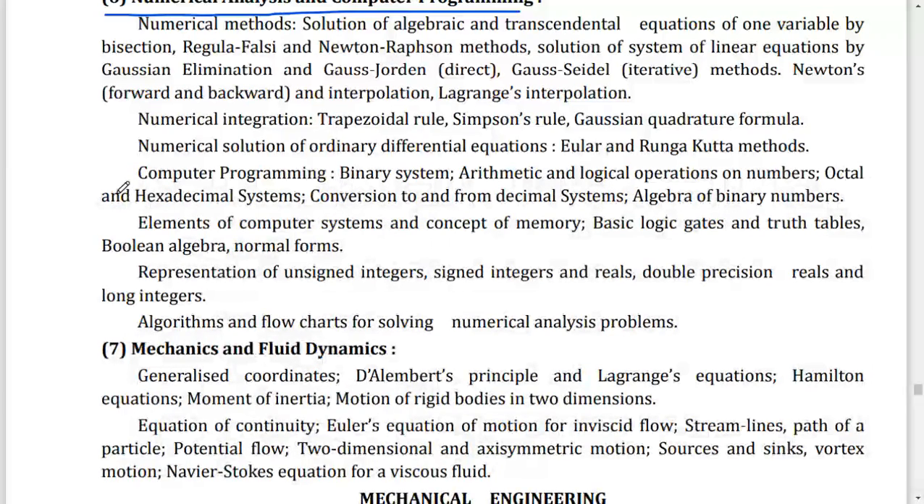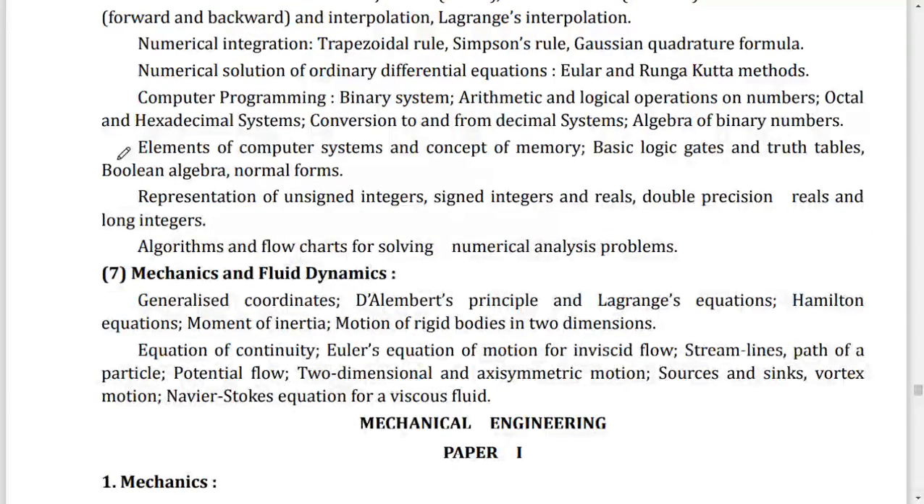Computer programming: binary system, arithmetic and logical operations on numbers, octal and hexadecimal systems, conversion to and from decimal systems, algebra of binary numbers, elements of computer systems and concept of memory, basic logic gates and truth tables, Boolean algebra, normal forms, representation of unsigned integers, signed integers and reals, double precision reals and long integers, algorithms and flowcharts for solving numerical analysis problems.